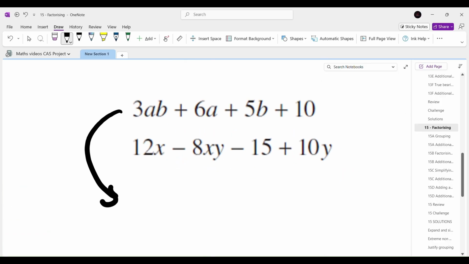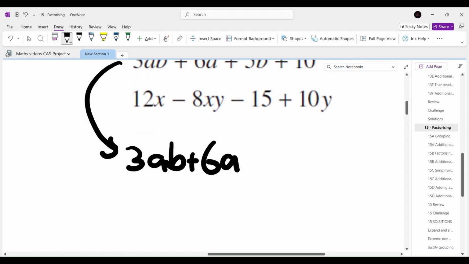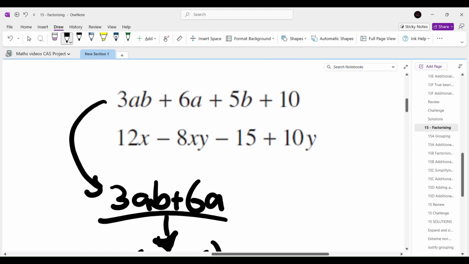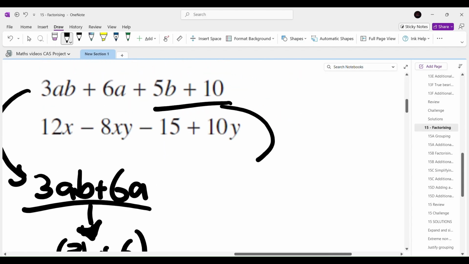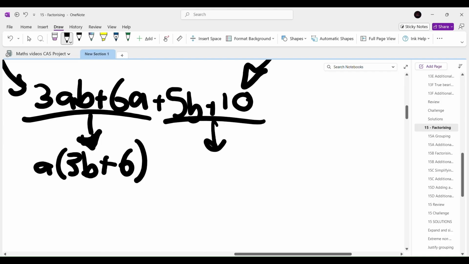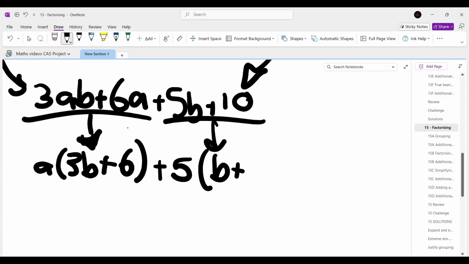So 3ab plus 6a plus 5b plus 10. Obviously I can see two certain groups here, so we'll use the 3ab plus 6a, and we can take out the a from this, so it just becomes a multiplied by (3b plus 6). And then over here we can take out the 5 from 5b plus 10, so this becomes 5 times (b plus 2).